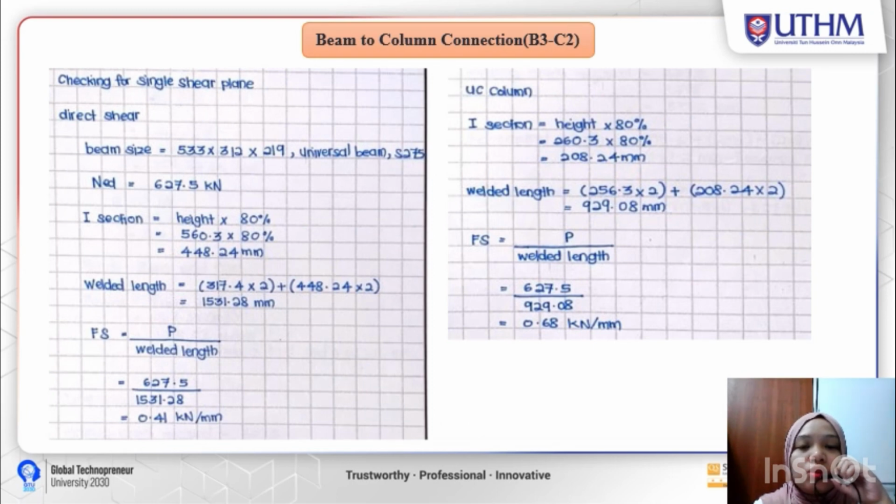For the beam to column connection from B3 to C2, also the same, we will do the checking for single shear plane and direct shear for the I section value, welded length, factor of safety that we will get from this beam 3 to column 2 is 0.41 kilonewton per millimeter, and for the UC column, the factor of safety is 0.68 kilonewton per millimeter.